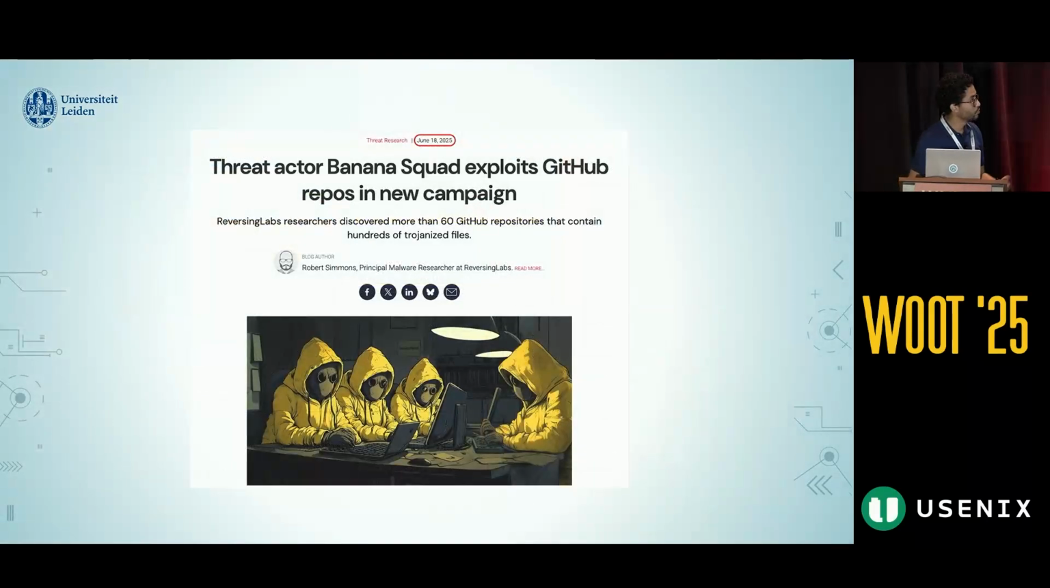The most recent one was released about 2 months ago by Reversing Labs, where they found around 60 proofs of concept that are actually malicious, and they are sharing a lot of malicious content on GitHub. They shared a detailed analysis on how they found it and what they found in that data, so feel free to check the article if you are interested.